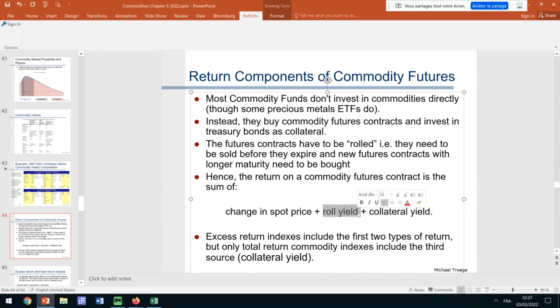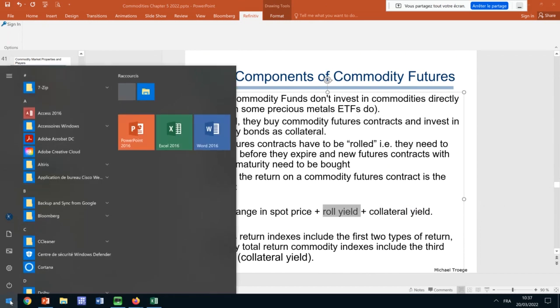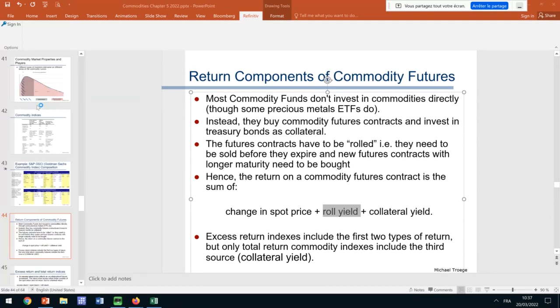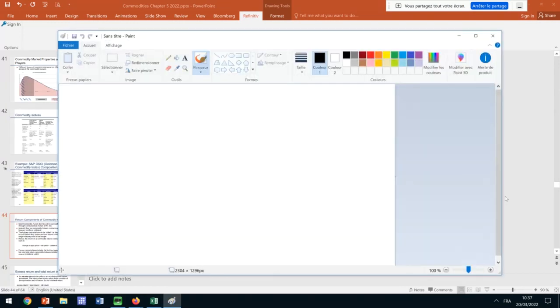What is the roll yield? These are the losses and gains that you get because you sell the expiring contracts and you buy the new contracts. Now we have to understand when the roll yield is going to be positive and when it is going to be negative. And I think for that I need to draw something again. So let me pull up again this pretty primitive drawing tool. Let me illustrate. Okay, let's do it again.